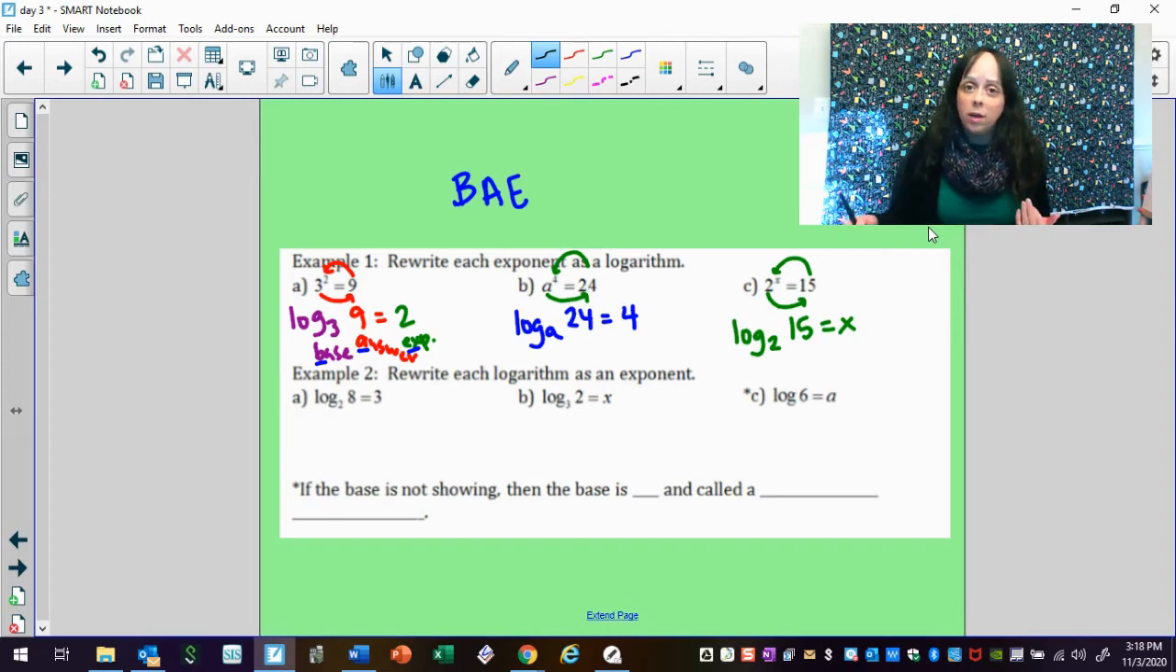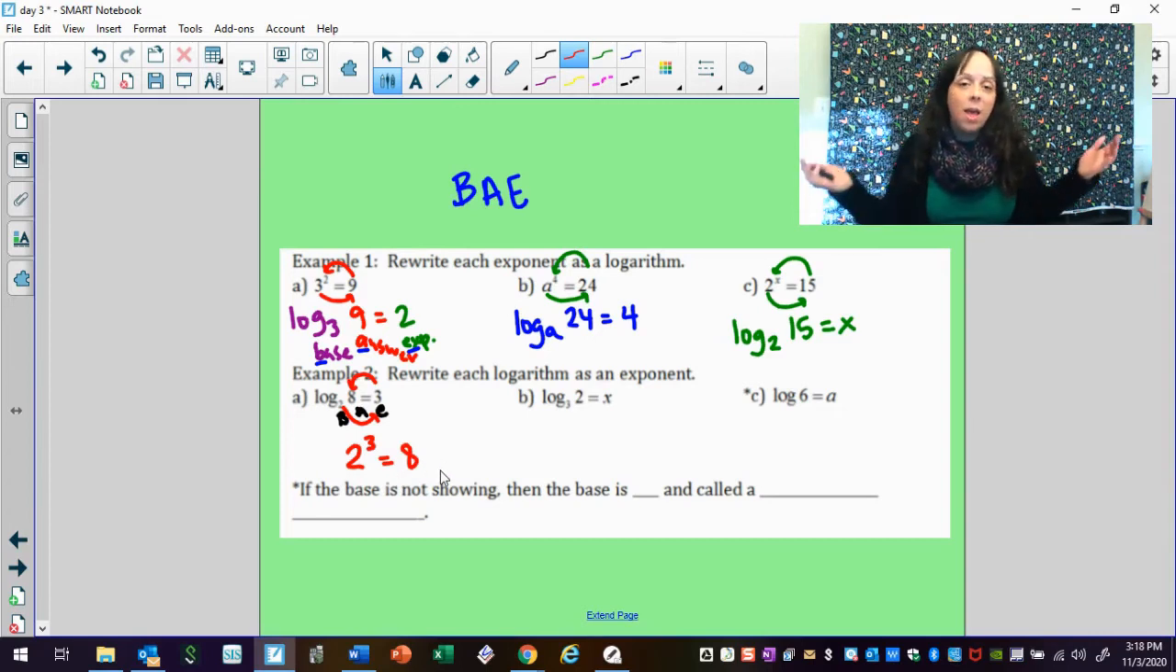The next 3 are going to go the opposite direction. Here we're going to start with logs and turn them into powers, okay? So the base here is 2, the exponent is going to be a 3, and the answer is going to be 8. So, bay. Okay, and you can use the curly cues again if you want as well. 2 to the 3rd equals 8. Your base is 2, the exponent is 3, the answer is 8. And that's really easy to check, because you know 2 to the 3rd is 8, right? You know you wrote it correctly.